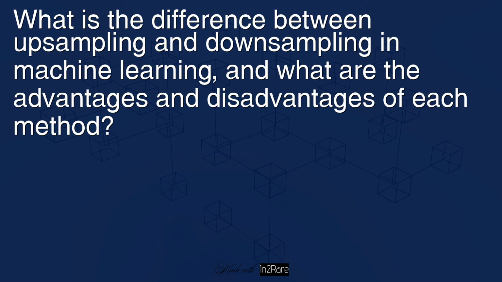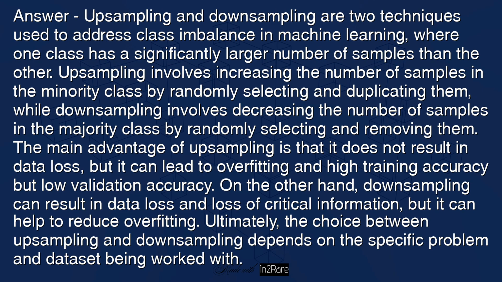What is the difference between upsampling and downsampling in machine learning, and what are the advantages and disadvantages of each method? Answer: upsampling and downsampling are two techniques used to address class imbalance in machine learning, where one class has a significantly larger number of samples than the other. Upsampling involves increasing the number of samples in a minority class by randomly selecting and duplicating them, while downsampling involves decreasing the number of samples in the majority class by randomly selecting and removing them.